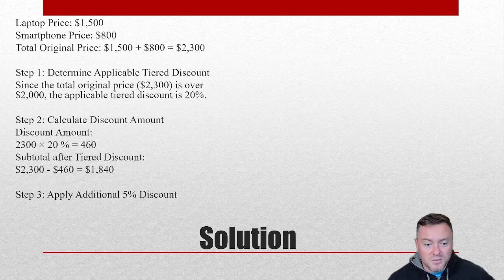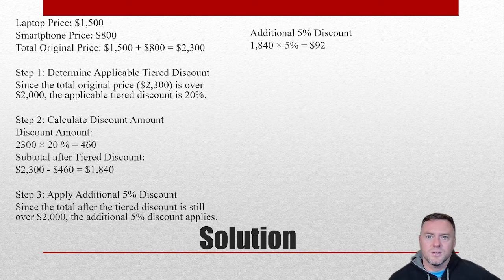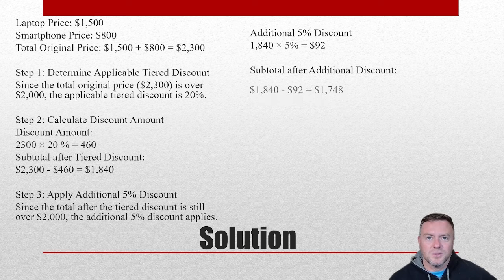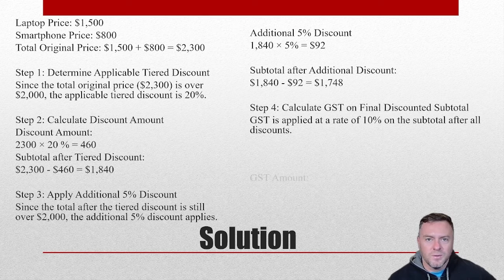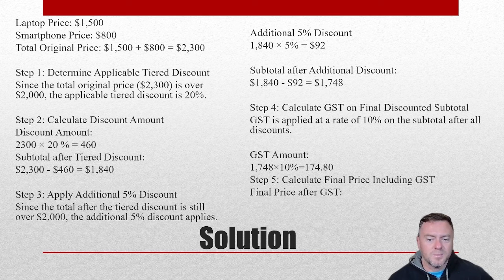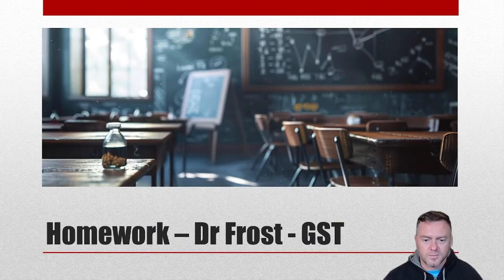They then get the additional 5% discount on top of this already discounted amount. So since it's already over the 2,000, the discount applies. So you get 1,840 times 5%, you get another $92 off. So then $92 off this amount gives you 1,748. And then calculate the GST on the final subtotal. You find 10% of the 1,748, and then you add it on, and then the final price is $1,922.80.